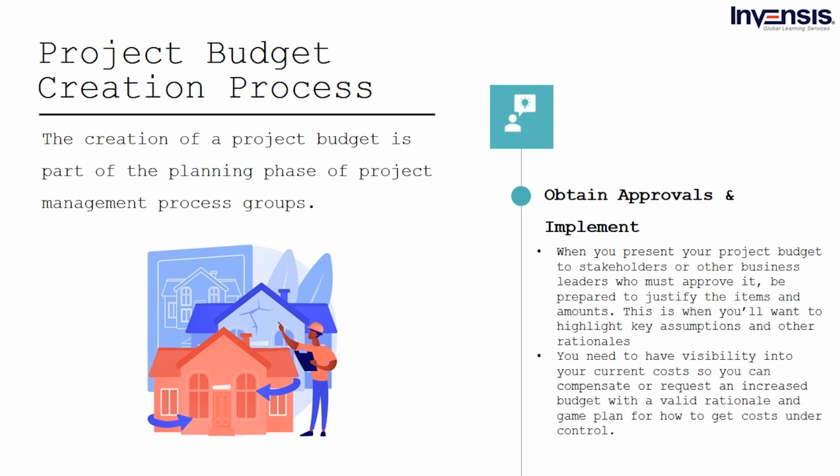The fifth step is to obtain approvals and implement them. Prepare to justify the items and quantities when you deliver your project budget to stakeholders or other company leaders who must approve it.